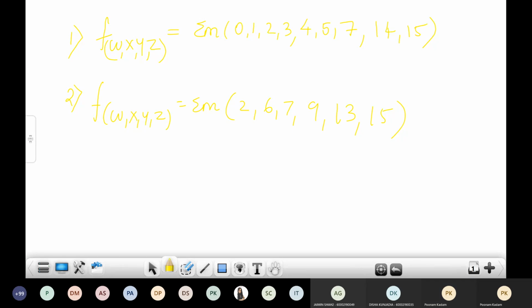Is it visible? Yes, ma'am. Please take down these two sums and solve them as homework. First function contains minterm 0, 1, 2, 3, 4, 5, 7, 14, 15. And the second function includes minterm 2, 6, 7, 9, 15.